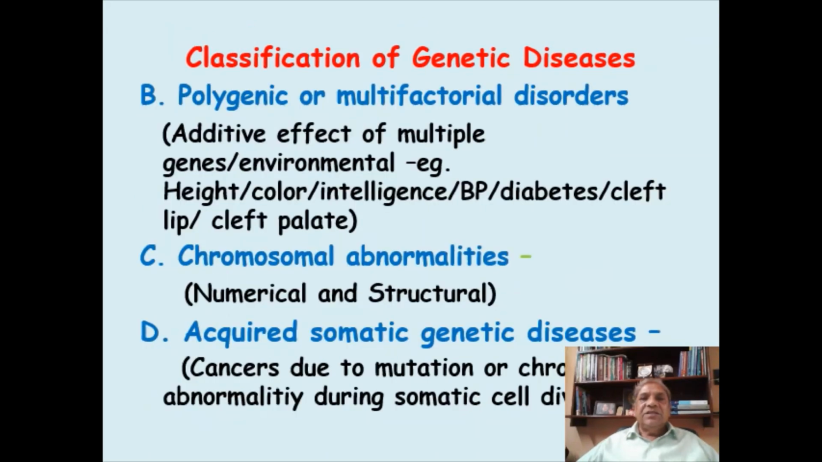Now, classification of the genetic disease. In the second classification, it is due to many genes. The first one was because of a defect in a single gene, but here the disease is due to defects in multiple genes, or at least two or three genes are involved. That's why it is called polygenic, many genes.